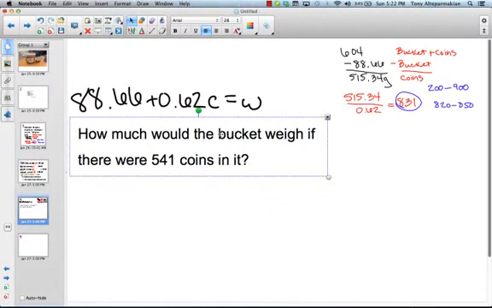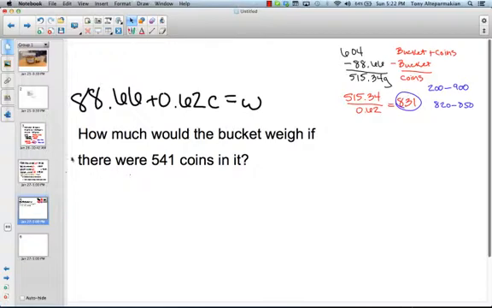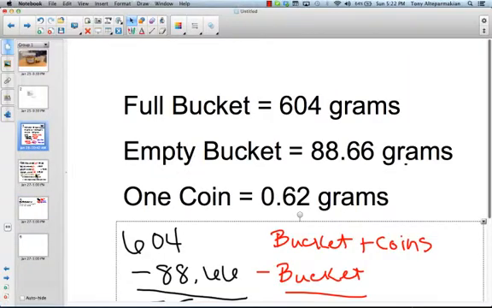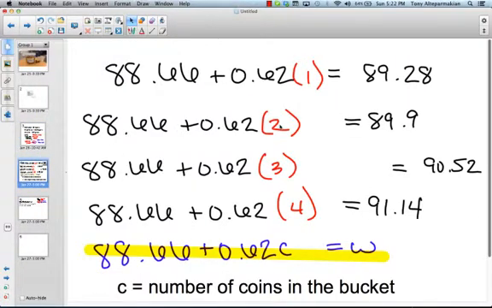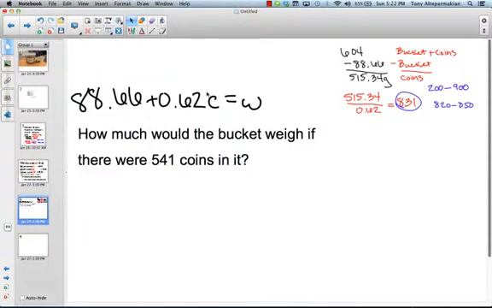So we'll take a look. How would we know that? Well, looking back, how did we know the weight for 2 coins or 3 coins or 4? It looks like we just multiplied that number of coins times 0.62 and added 88.66 to get the final weight. So if we were to do that again, we would use this equation and multiply 0.62 times that number, which is where C is.